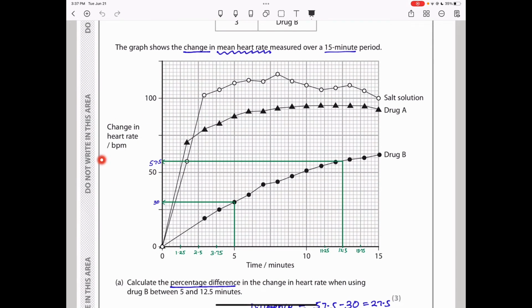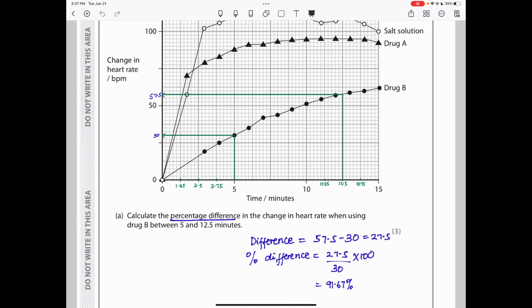So the vertical axis shows us the change in heart rate in beats per minute, and the horizontal axis shows us the time, of course, in minutes. So the first question says, calculate the percentage difference in the change in heart rate when using drug B between 5 to 12 minutes. So this is drug B. Here we can see at 5 minutes we have 30 beats per minute, and at 12.5 minutes we can see we have 57.5 beats per minute.